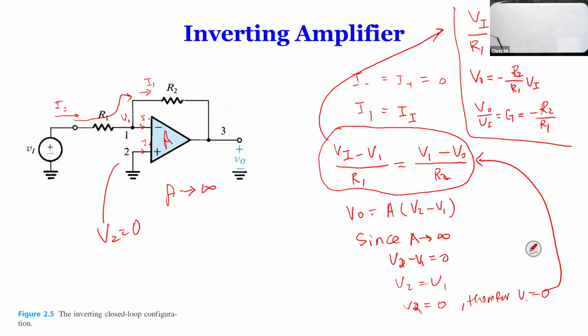So we find VO here is simply V1 divided by R1 times R2, and there's a negative sign. So now by this time, you probably understand why it's called inverting, because when you have an input connected at that inverting terminal, your output is actually negative.